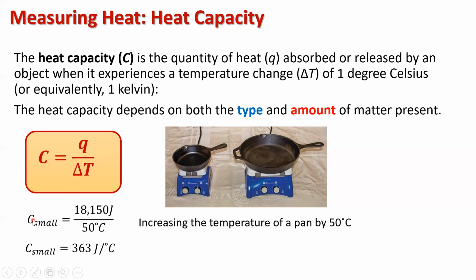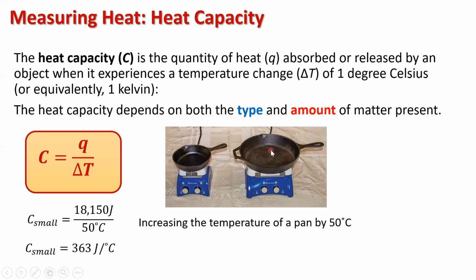If we wanted to calculate the heat capacity, or the quantity of heat absorbed per degree Celsius, we would take the energy that needs to be absorbed, which is 18,150 joules, and divide it by the temperature change. So we would take 18,150 joules divided by 50, and we get a heat capacity value of 363 joules per degree Celsius. So that means that 363 joules of energy have to be added in order to change the temperature of this small pan 1 degree Celsius.